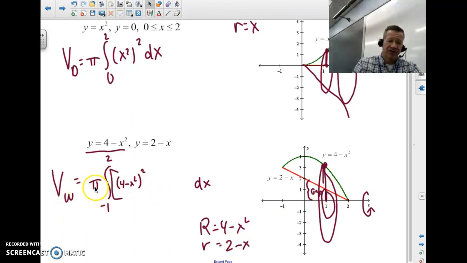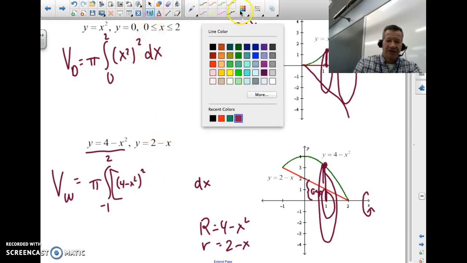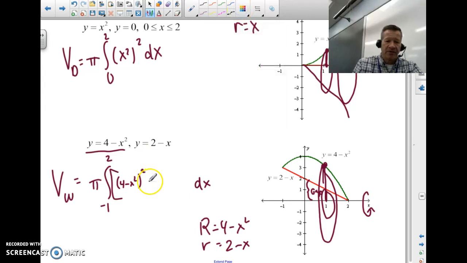So using washer method, perpendicular to the x-axis, we've got pi times the integral from -1 to 2. You can see -1 is the furthest left part of the region, 2 is the furthest right. Big R squared minus little r squared, and then times the thickness, dx.